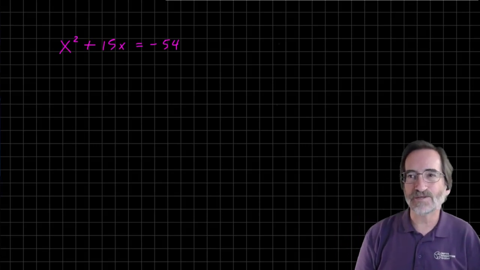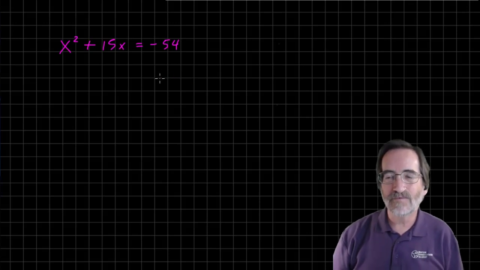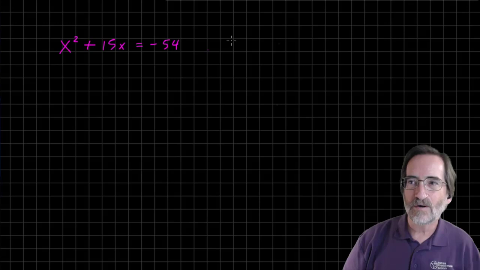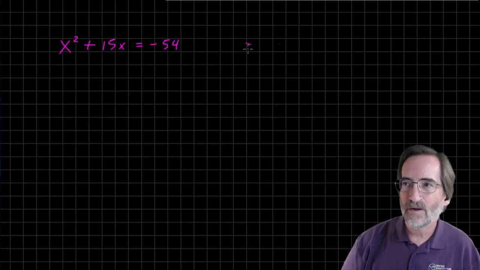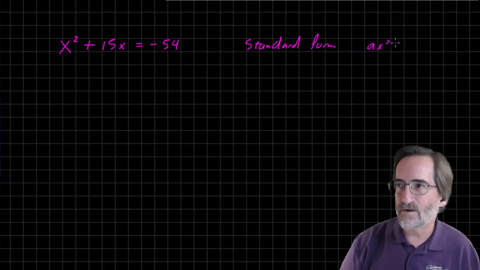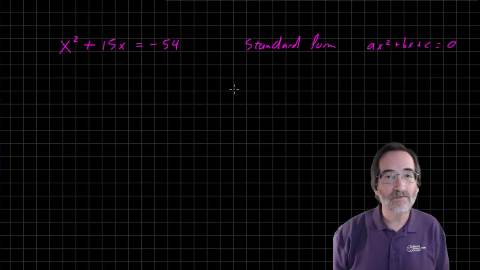So let's take our first example. x squared plus 15x equals negative 54. We have a problem in that this is not what we call standard form. Standard form means everything is on one side of the equation, ax squared plus bx plus c equals 0, and then 0 is on one side all by itself.